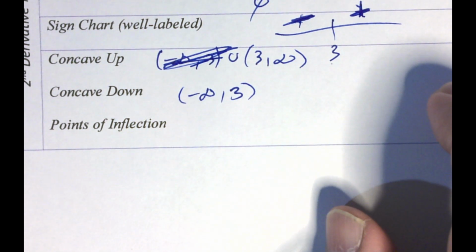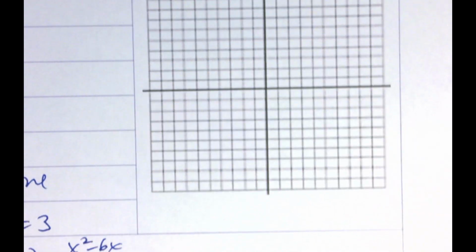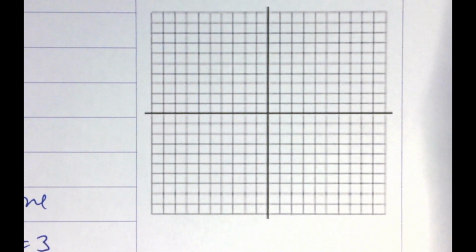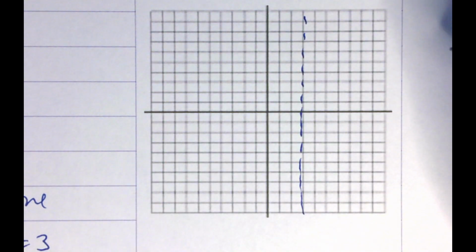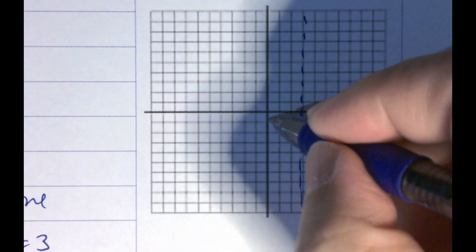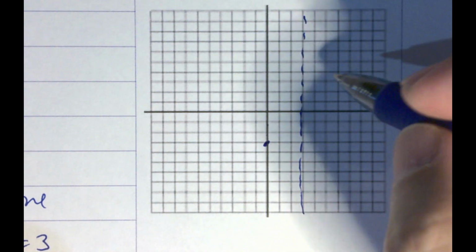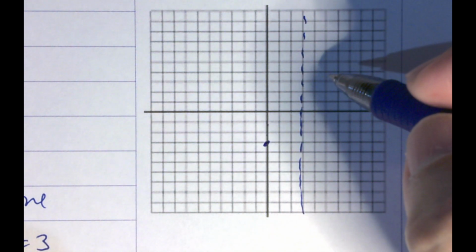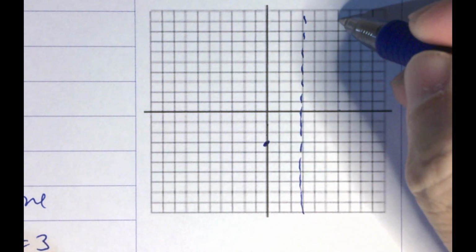All right, now let's graph this. So we have a vertical asymptote at x equals 3. There's no horizontal asymptote, there's no x-intercept, there's a y-intercept of 0, negative 3. And in fact, that was a max. And then there's a min at, what was it, 6, 9?